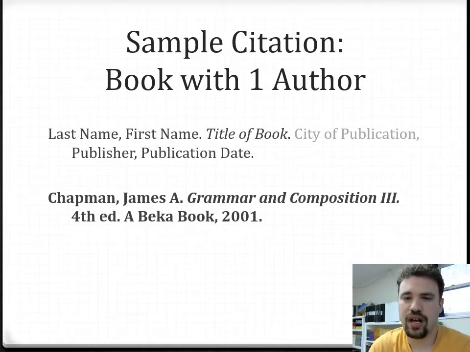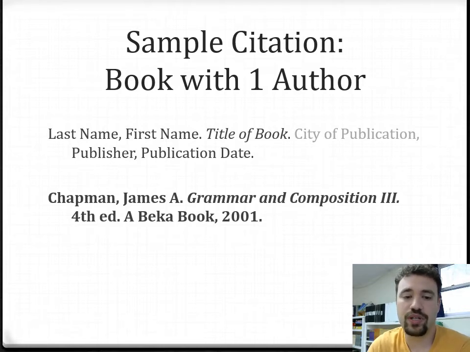Sample citation, if you've got a book with one author. Up top, you will see the formatting, and then below in bold, you'll see the actual example. The author's name was James A. Chapman, so I put last name first: Chapman, comma, James A., period. And then the title of the book in italics, Grammar and Composition 3, period.